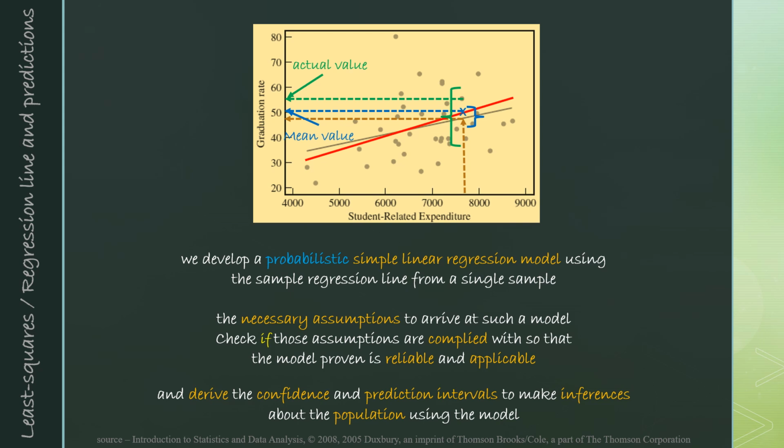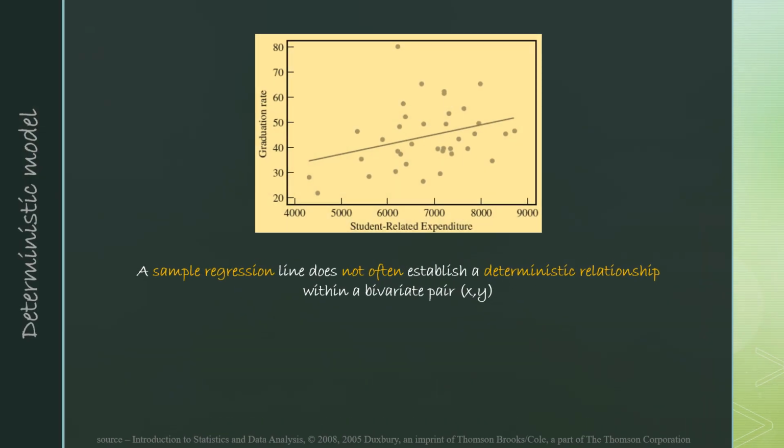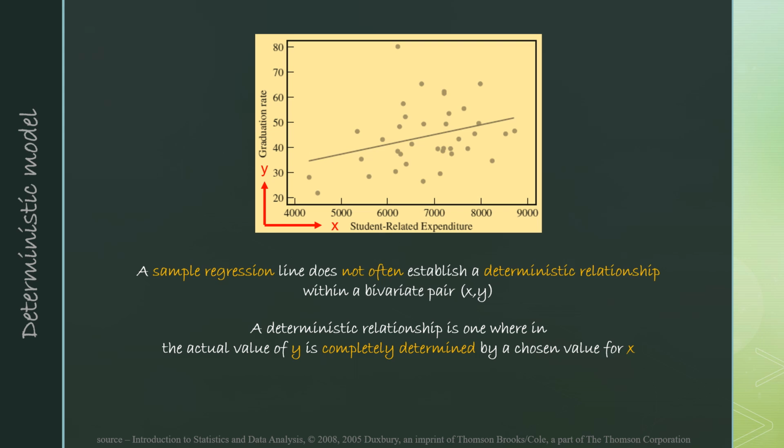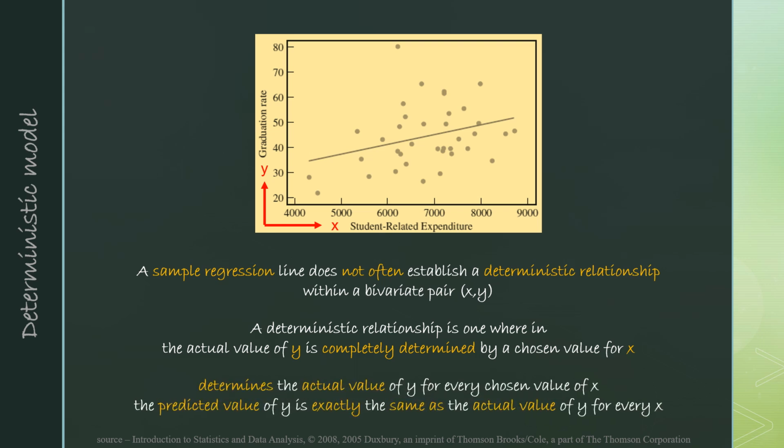A sample regression line does not often establish a deterministic relationship within a bivariate pair x and y, that is, between the graduation rate and the student-related expenditure in this example case. A deterministic relationship is one wherein the actual value of y is completely determined by a chosen value for x, which implies the predicted value of y is exactly the same as the actual value of y for every chosen value of x.